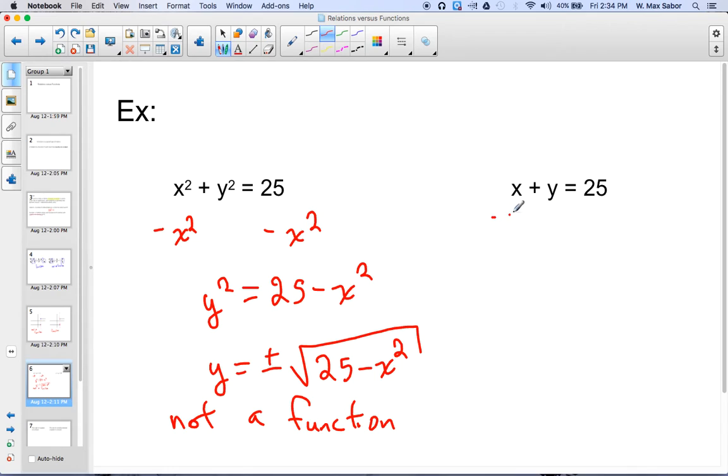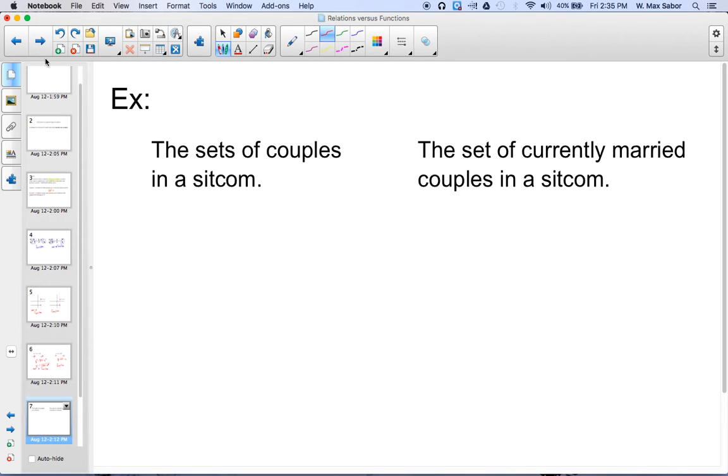Over here, we subtract x from both sides. y equals 25 minus x. Perfectly fine function. Each input will only give us one output, so it is a function. All of these are relations, but only some of them are functions.